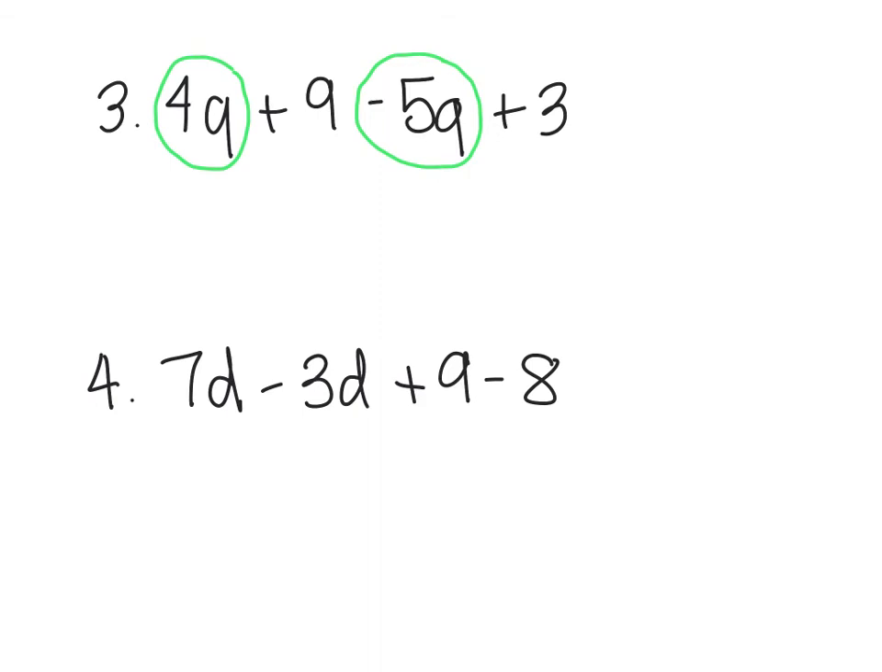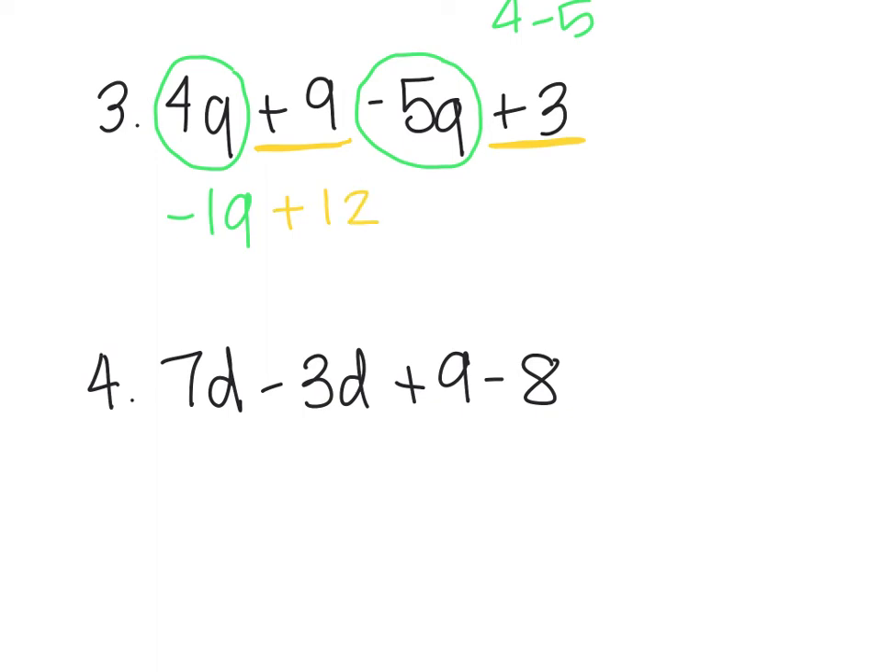Again, we do have a negative number, but that's okay. That would be 4 minus 5, because we're just adding or subtracting the coefficients. On our calculator, we get negative 1q. And when we go to our constants, I have a plus 9, and I'm looking for any other numbers by themselves that I can add to that 9 or take away from that 9. And I have a plus 3. So now we just add 9 plus 3, which is plus 12.